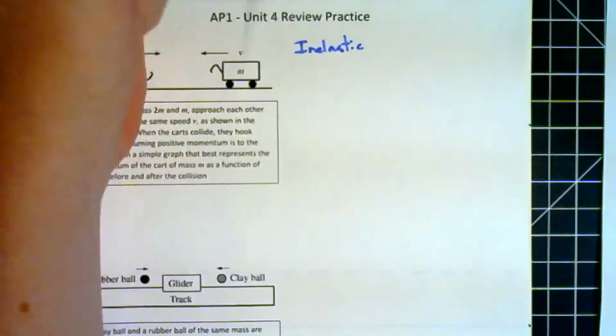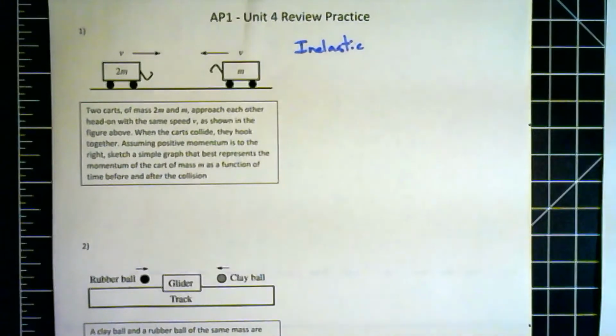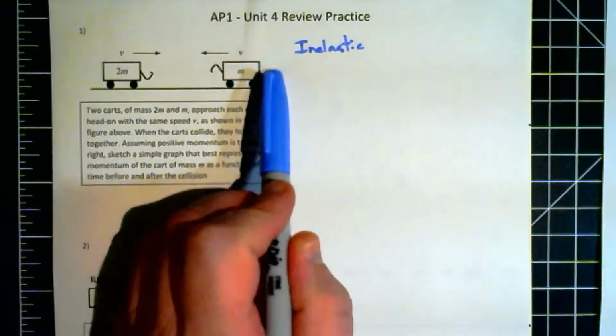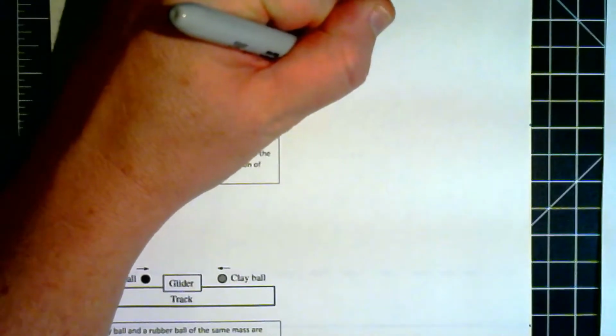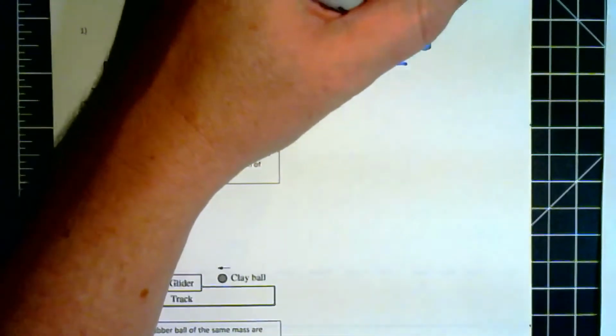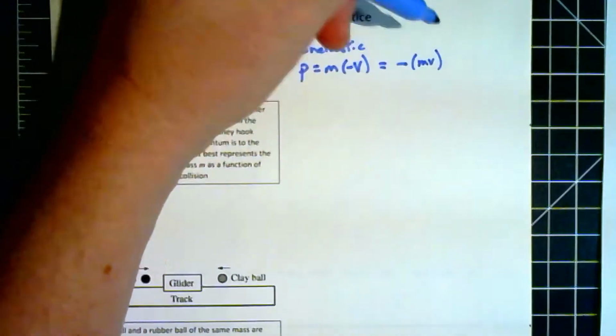If you remember inelastic collisions, assuming that there's no external forces, the momentum will be conserved, but the kinetic energy will not be conserved. Now, in this question, it says, assuming positive momentum is to the right, sketch a simple graph that represents the momentum of cart of mass m as a function of time before and after the collision. First of all, cart letter m is this guy over here on the right, and it's moving at the velocity v. So the momentum of that cart is just m times negative v. So the total momentum is a negative value that's equal to mv.